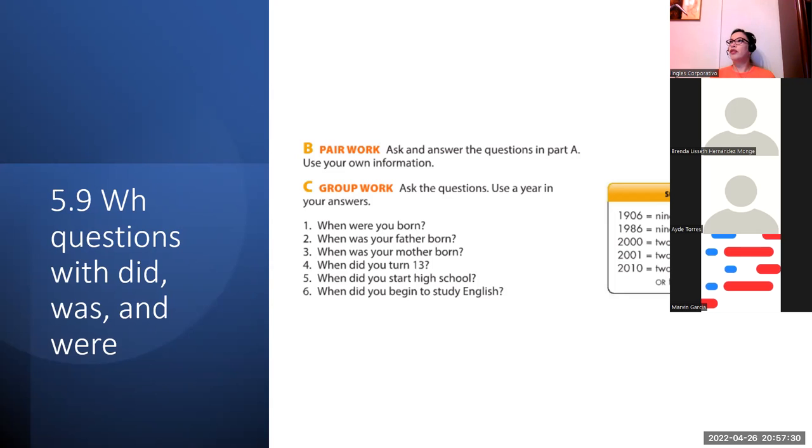A volunteer? When did you turn 13? ¿Cuándo cumplió los 13? Okay, sí. I turn 13. Ahí tendríamos que responder usando el verbo turn. I turned 13. Volunteer. I turned 13 in 2000. Okay, I turned 13 in 2000. Excellent. Thank you so much.